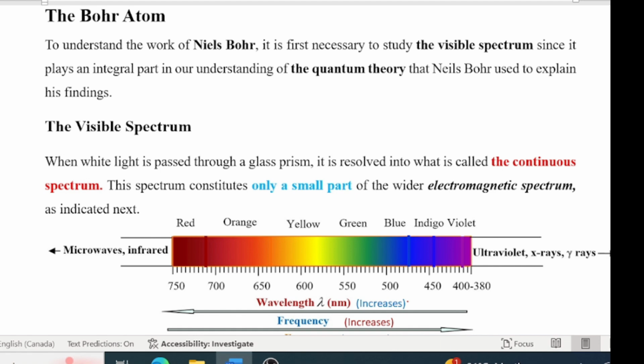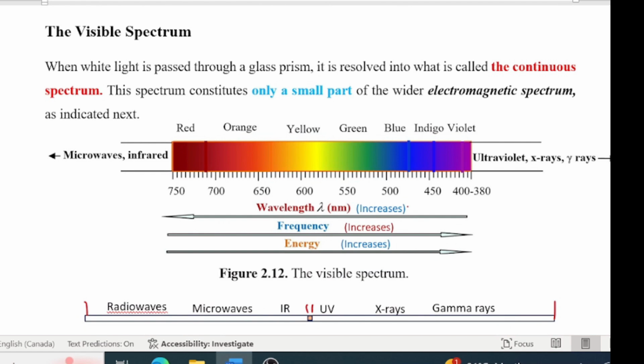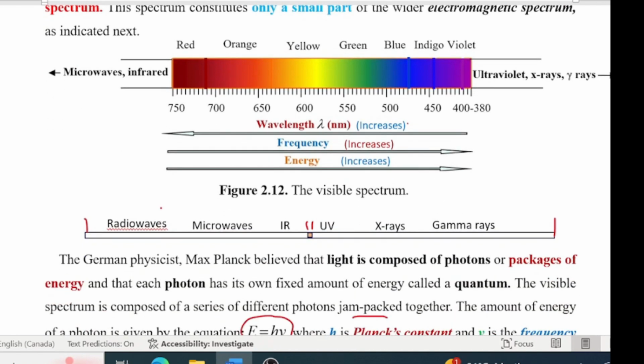So this here is a drawing of the visible spectrum. And we know how the visible spectrum is produced. It is produced when white light is resolved into its various colors. It can happen when you pass light through a glass prism. The visible spectrum, of course, is only a small part of this entire larger electromagnetic spectrum here. So this tiny part here is what constitutes the visible spectrum.